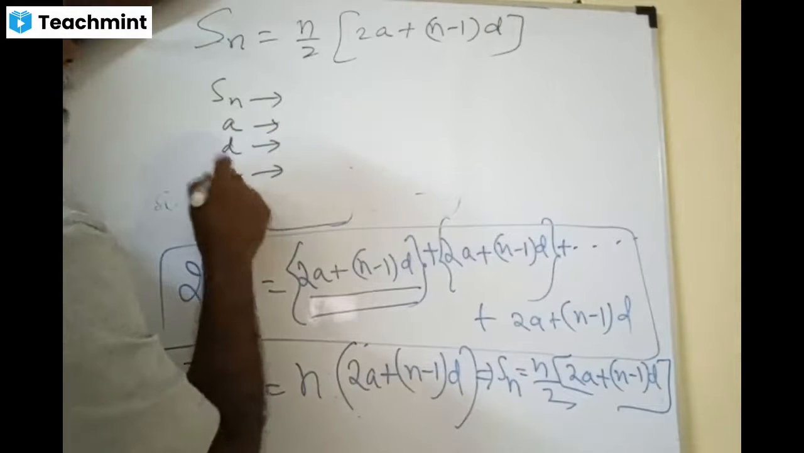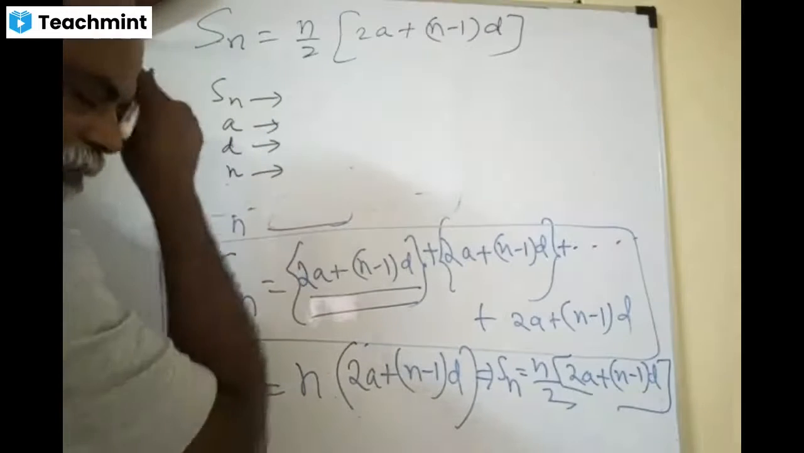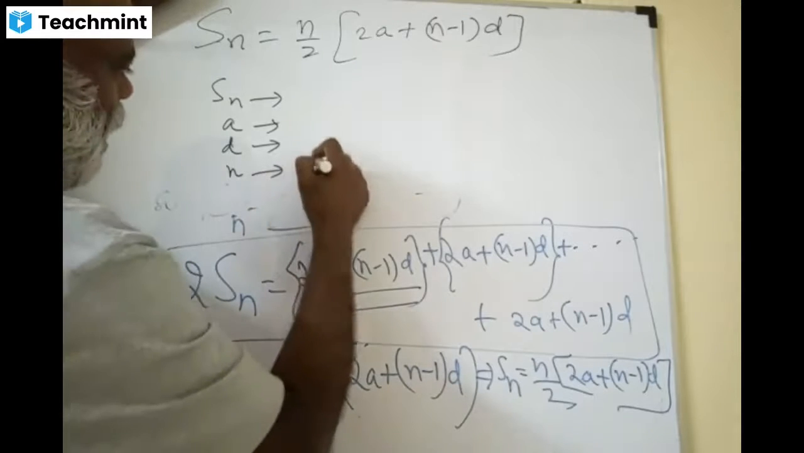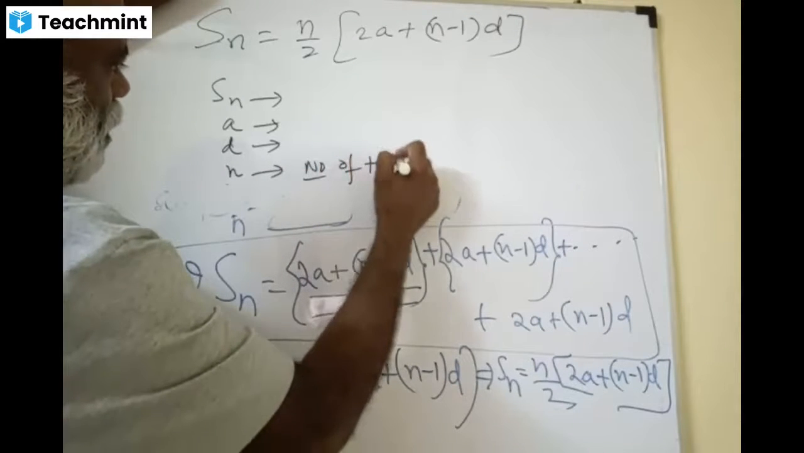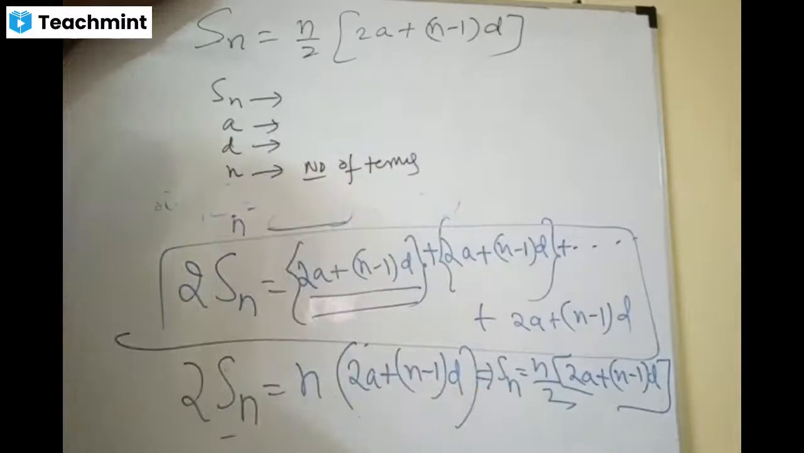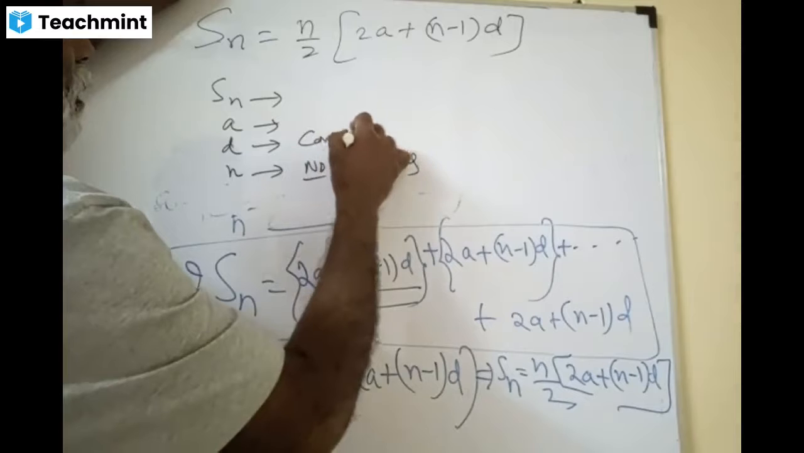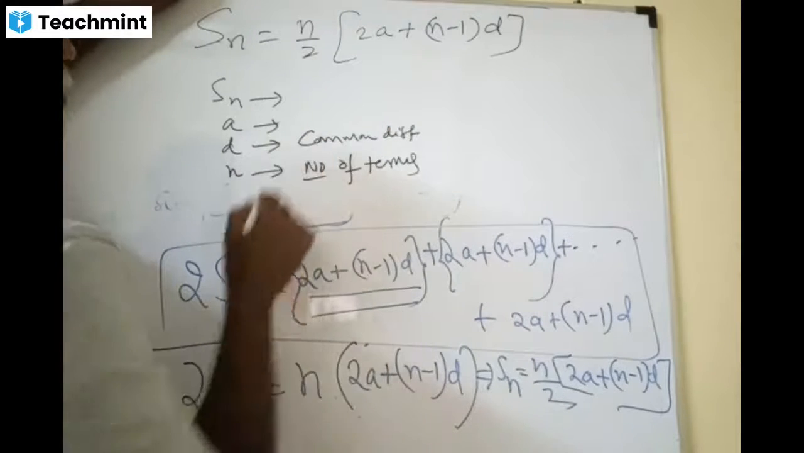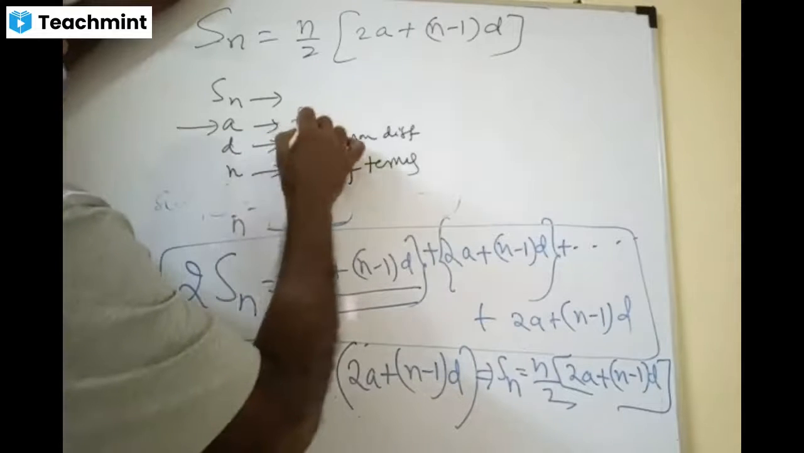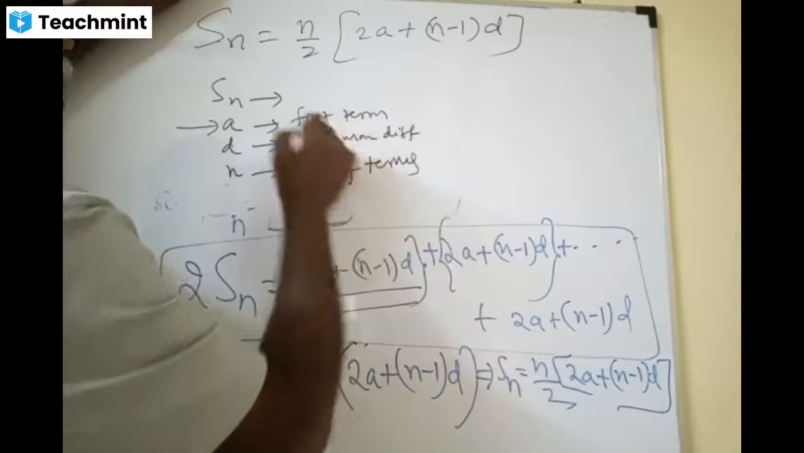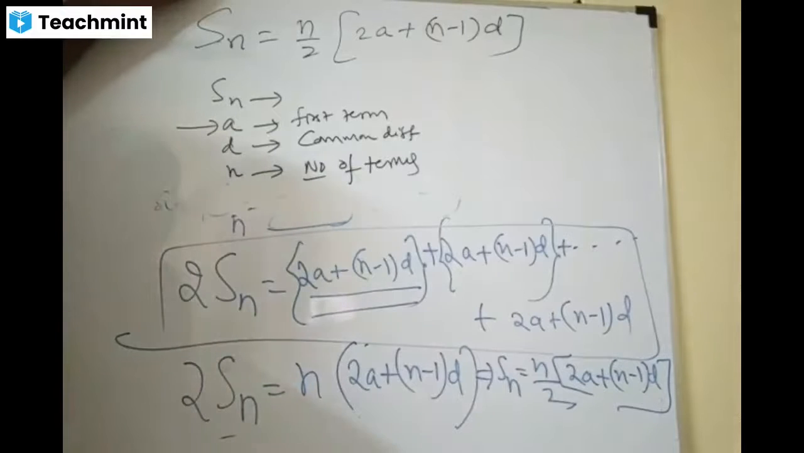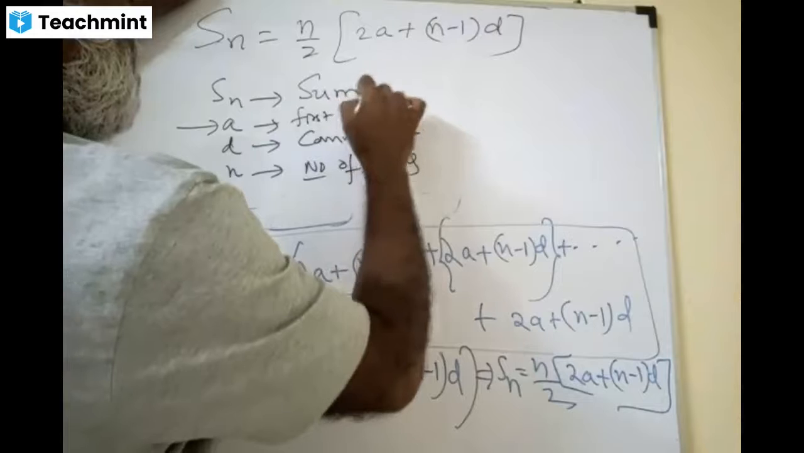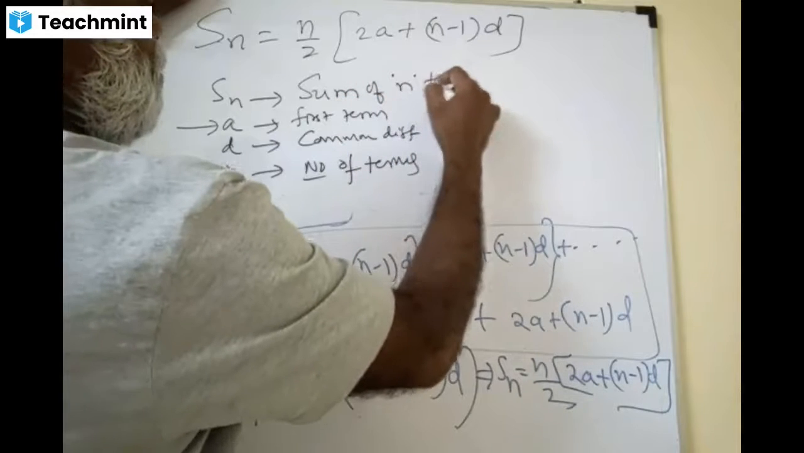First, n. N stands for what, ma, please? Number of terms. Brilliant. D stands for what, ma? Common difference, sir. Brilliant. A stands for what? First term, sir. First term. Brilliant. And Sn stands for sum of the n terms. Brilliant. Sum of first n terms.